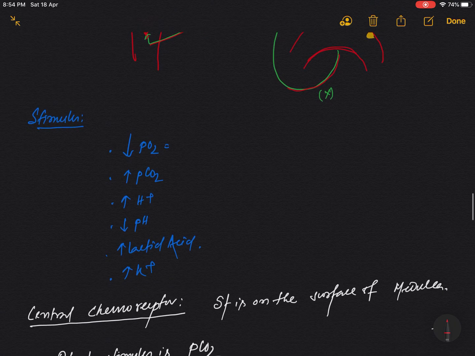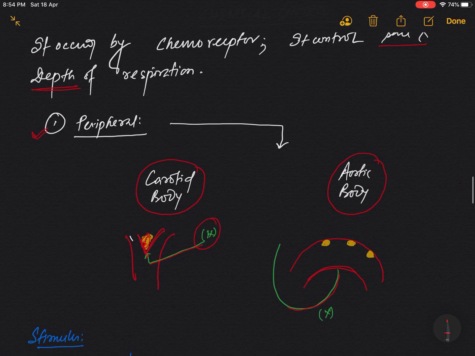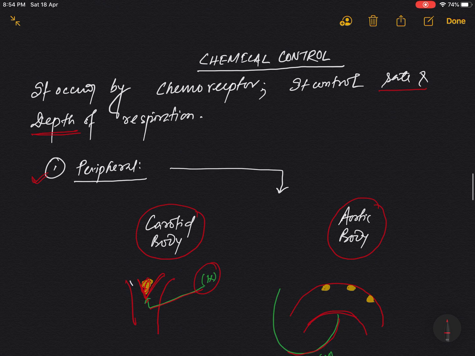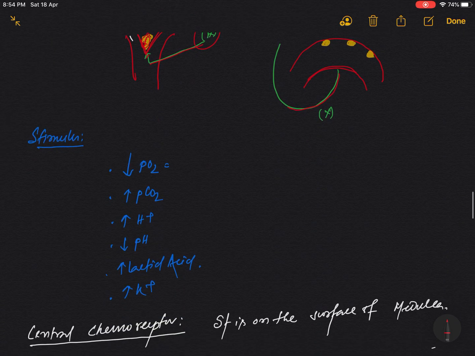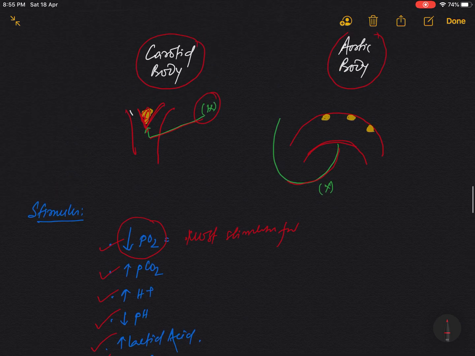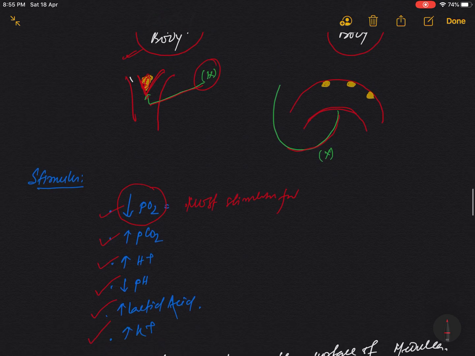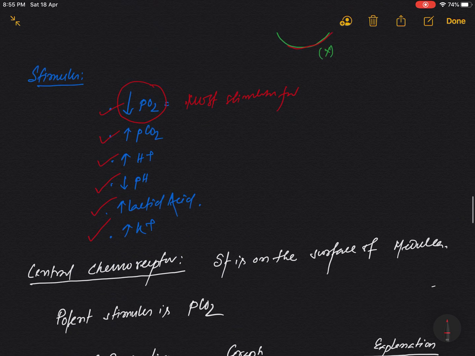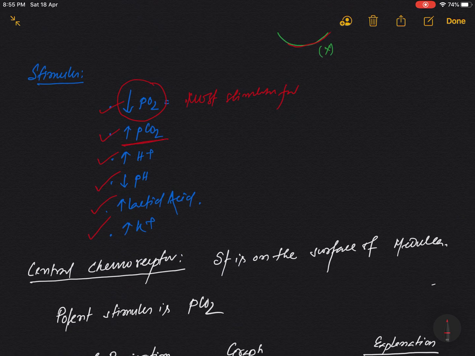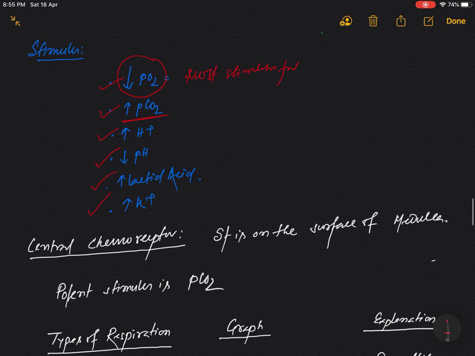The stimuli for chemical receptors are PO2, PCO2, H plus, pH, lactic acid, potassium. Decrease in PO2 is the most potent stimulus for the peripheral chemoreceptors, that is the carotid body and aortic arch. Increase in PCO2 also stimulates these centers.